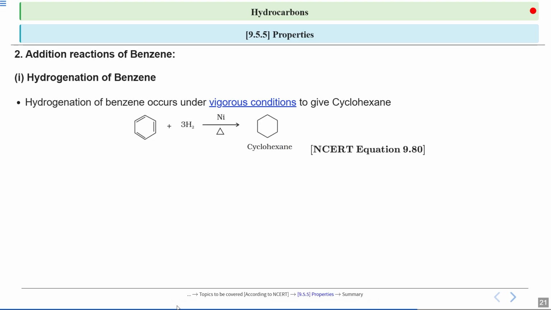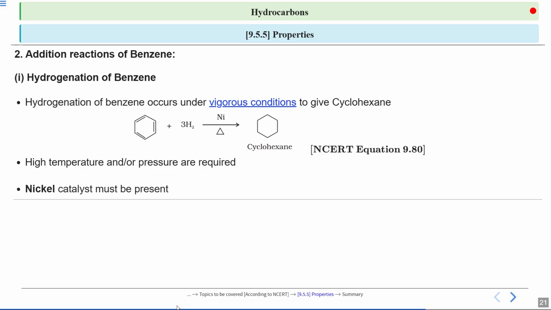Here you can see the chemical equation for this reaction. Benzene reacts with hydrogen gas to form cyclohexane. This is a good example of an addition reaction where hydrogen atoms are added to the benzene ring. Now, it is important to remember that this reaction needs high temperature and or high pressure to proceed. Without these conditions, benzene will not react with hydrogen. This highlights the stability of the benzene ring and why special conditions are needed to break it.